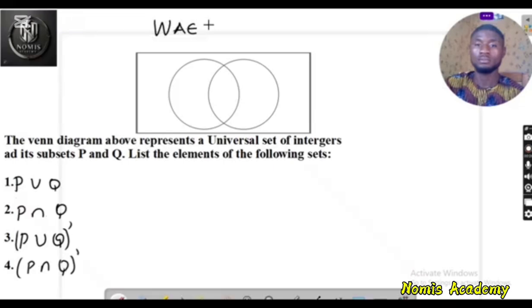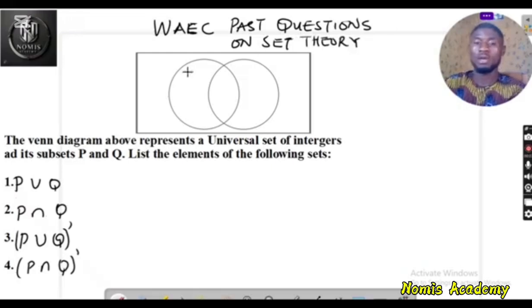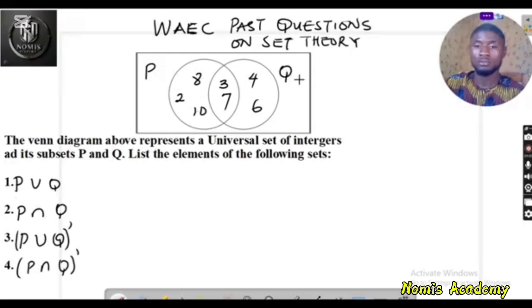WAEC past questions on set theory. So we have something like this for the question, and this is labelled P, this is labelled Q, and we have something like this around: 2, 8, 10, we have 4, 6, we have number 9, we have number 1, we have number 5.